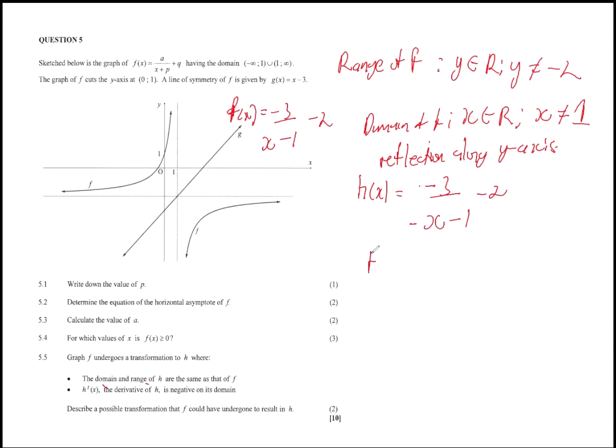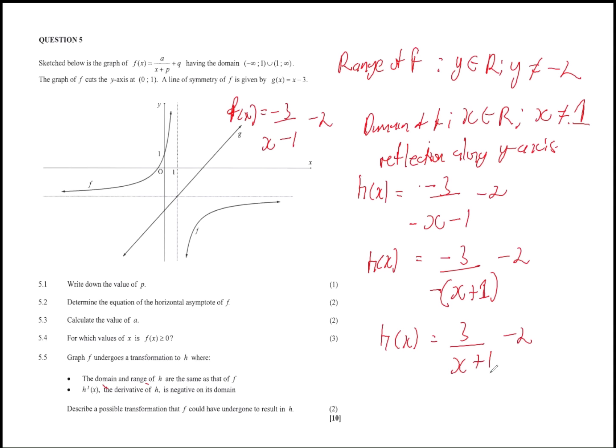So what will happen here is that I would have to factor out this negative. So I'm going to have negative 3 and then negative bracket x. This one would have to be plus 1 and then minus 2. Now the negative and the negative will form a positive here. So we have positive 3 over x plus 1 minus 2. But note that this now changes the what? This now changes the domain, because now the domain will be x element of real numbers where x is not equal to negative 1, which is no longer the same.